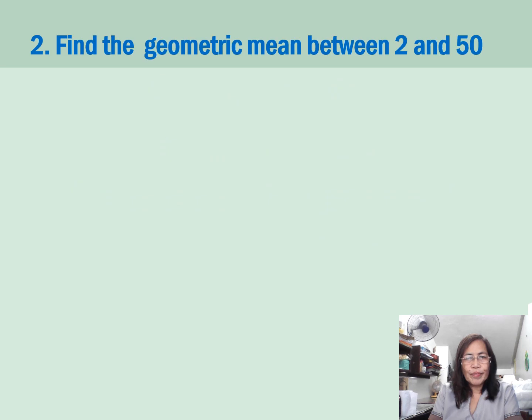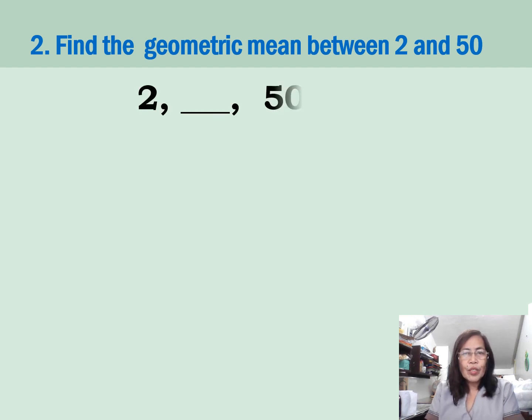Another example. Find the geometric mean between 2 and 50. So let us express the problem this way. So again, we have the first term 2 and the last term 50. Find the geometric mean. So meaning there's only one missing term. And so we don't have a sub 2. Now, 2 becomes a sub 1 and 50 becomes a sub 3.